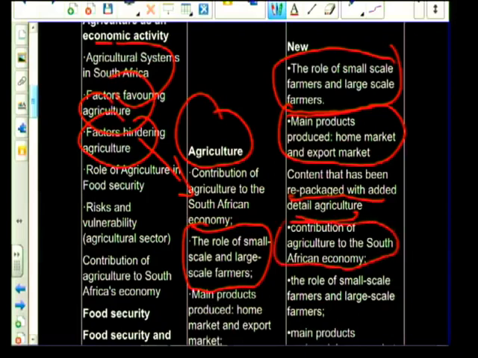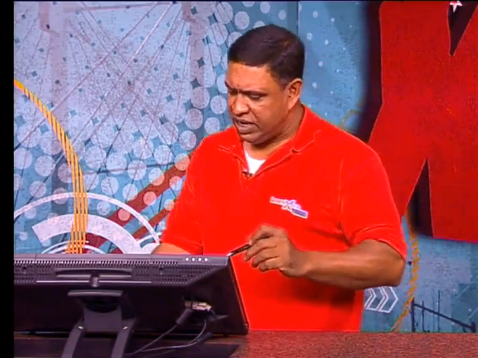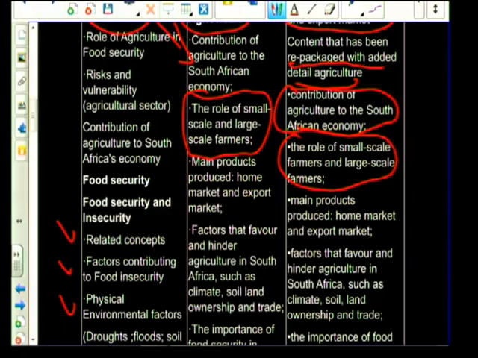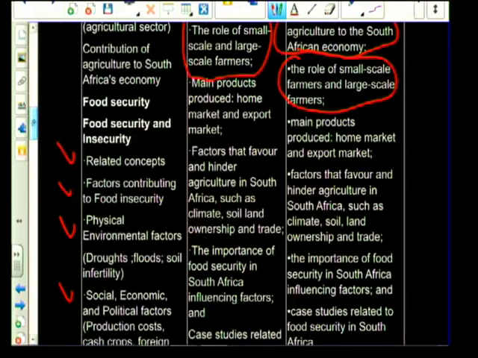The content that has been repackaged and added with detail is the contribution of agriculture to the South African economy. More we spoke about the general contributions, etc., and we touched on South Africa. Here we're making an emphasis that we're going to have more of our assessments based on our country than in general. All right, the role of small and large scale farmers, a whole section, the importance that they play there. The main products, I think we're repeating ourselves there.